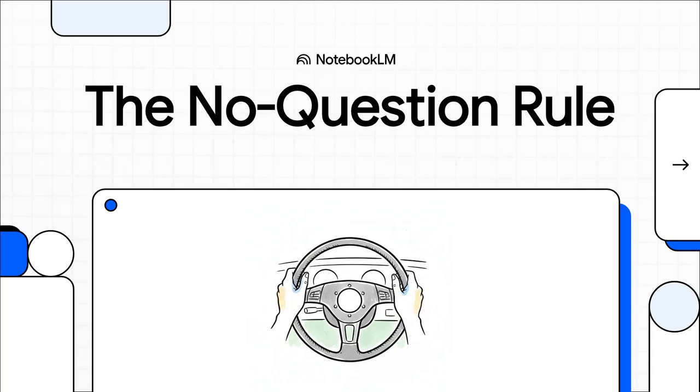Okay, let's get right into it. We're going to talk about one simple mental tool that will immediately, and I mean like the very next time you use an AI, make your results so much better. It's called the no question rule. And trust me, it's a total game changer.